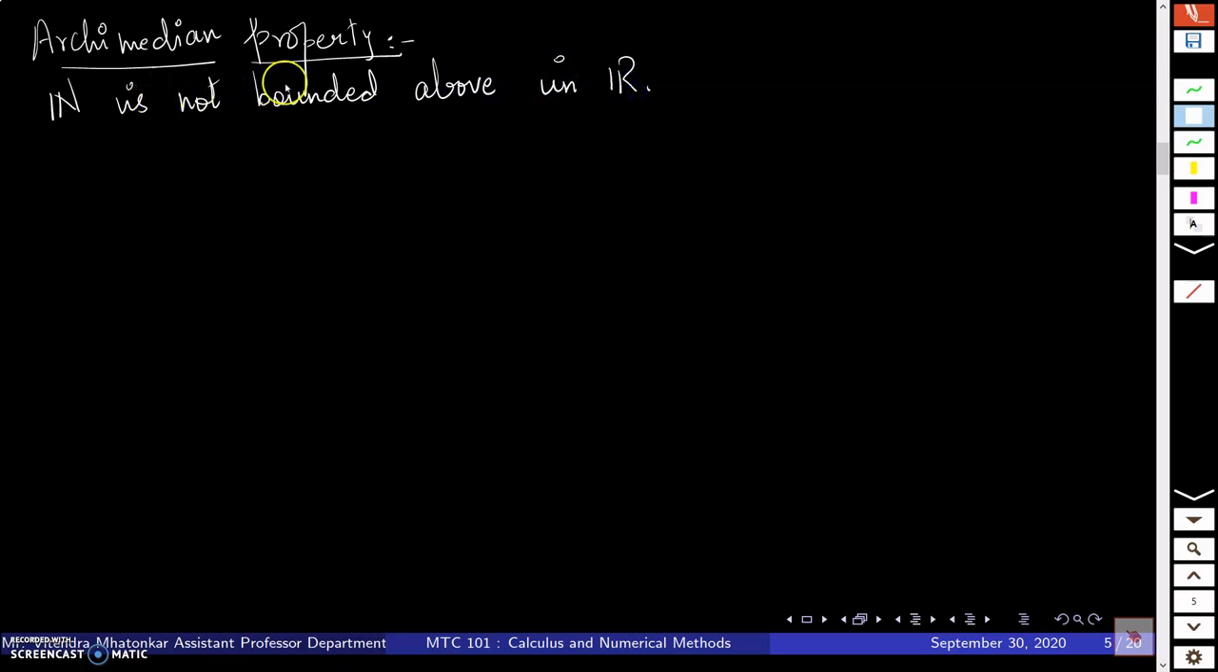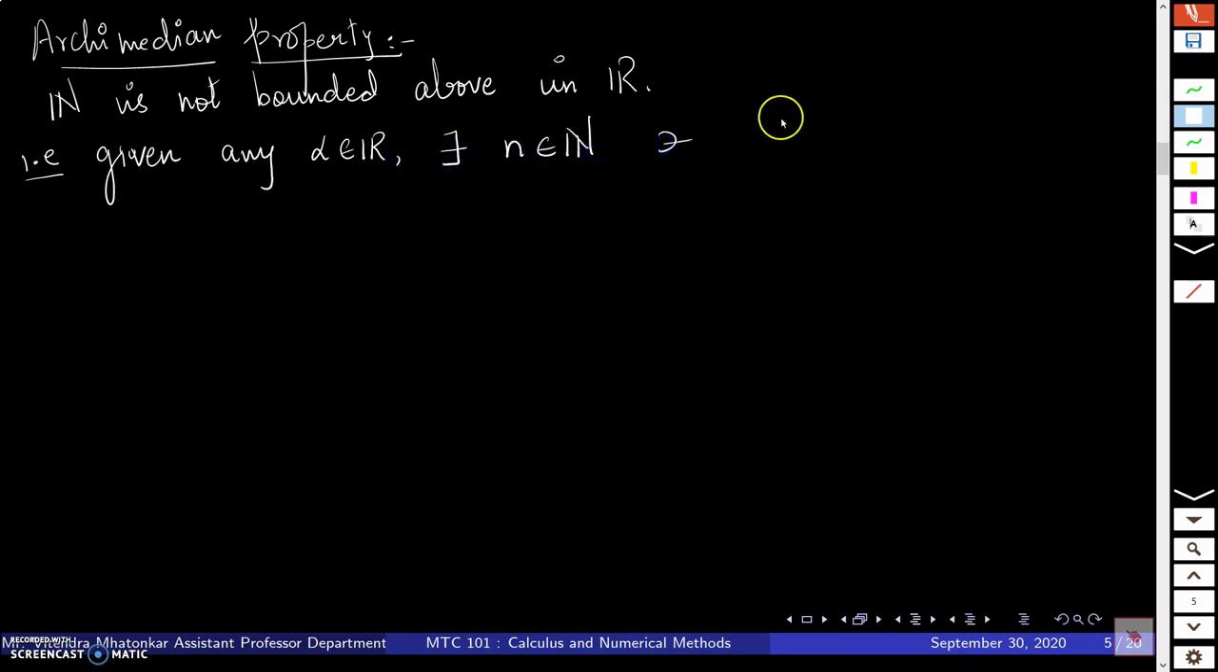That means if you take any real number, you will be able to find natural numbers which are bigger than that real number. I can also state this as: given any alpha in R, there exists a natural number n such that n is bigger than alpha. This is what I want to establish. So let's prove this. What I'll do is assume that N is bounded above in R and arrive at a contradiction. So this is proof by contradiction.